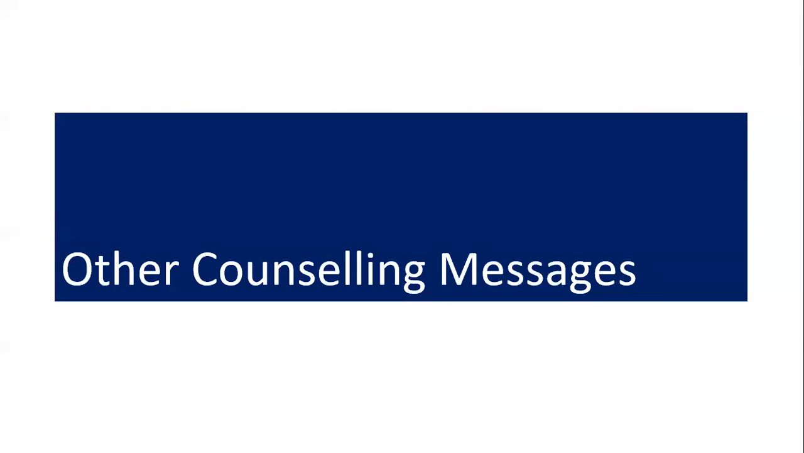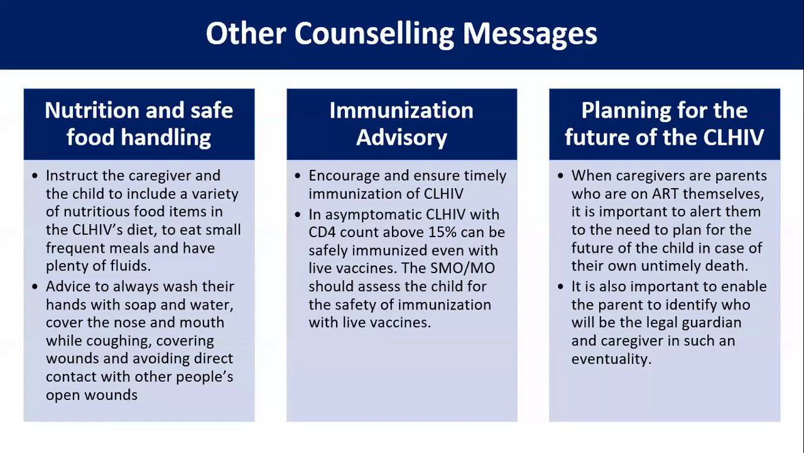Now, other counseling messages: nutrition and safe food handling, which we already discussed earlier. Then immunization advisory. We should encourage and ensure timely immunization of CLHIV. Asymptomatic CLHIV with a CD4 count of above 15% can be safely immunized even with live vaccines. And the SMO or MO should assess the child for the safety of immunization with live vaccines. There are certain exceptions to this general rule.